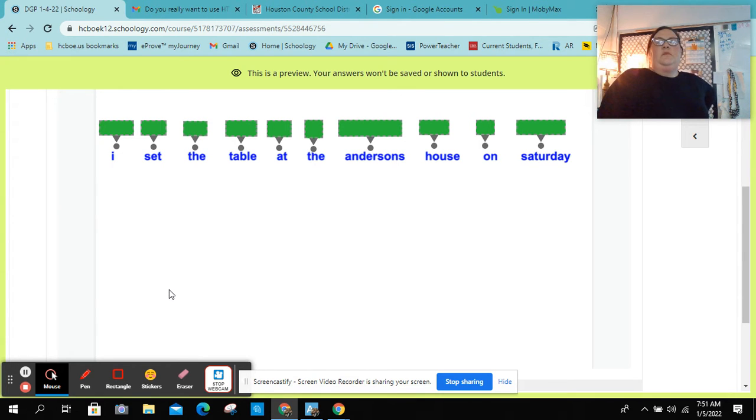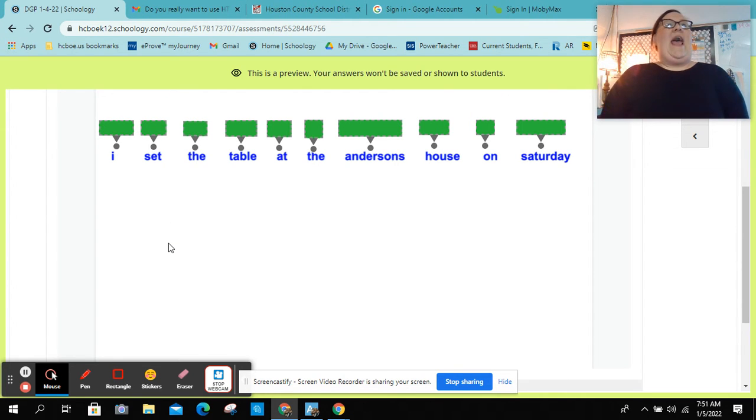Is it working? Okay, so for this sentence, "I set the table at the Andersons' house on Saturday." The word I, what part of speech is the word I? Now, I want you to think about this. What point of view is I? If you're telling a story and you're using the word I, what point of view, Kamori? First person point of view. Okay, it is functioning as the subject of this sentence as well. So it's first person nominative, and that is a pronoun.